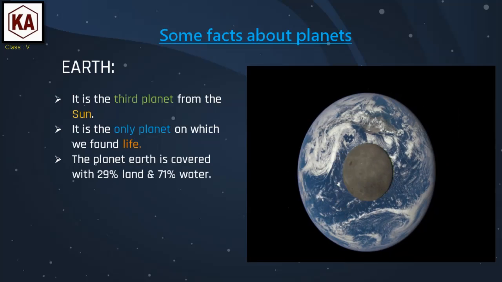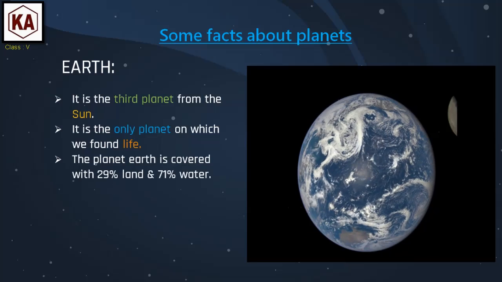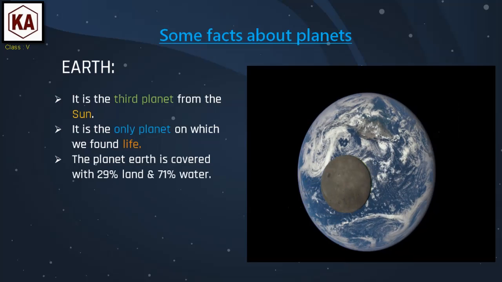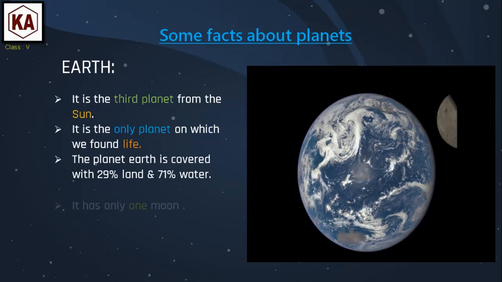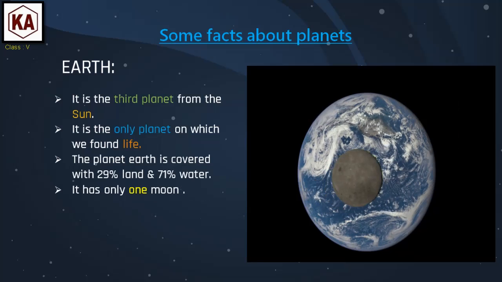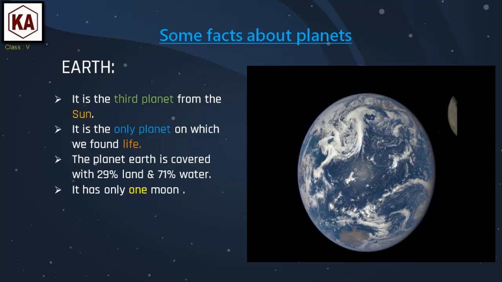The planet Earth is covered with 29% of land and 71% of water. And we all know that we have only one moon.